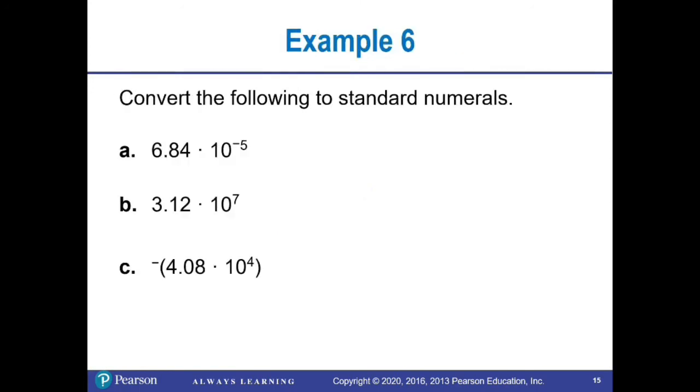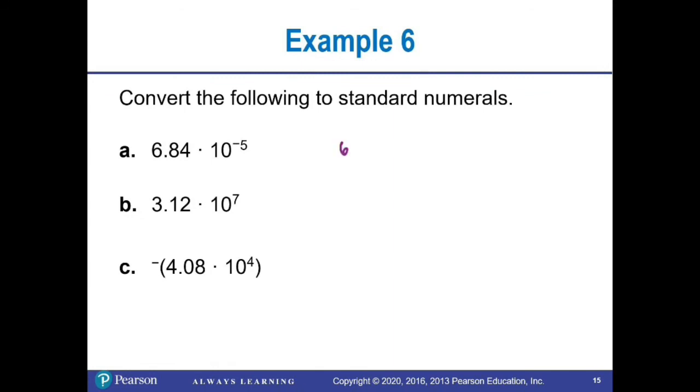Now let's suppose we have a number in scientific notation and we want to change it to a standard numeral. So if my power is negative, then I'm going to end up with a number between 0 and 1. In other words, I move my decimal place to the left. If my power is positive, I end up with a number greater than 1, and so I move my decimal place to the right. In part A, we have 6.84 times 10 to the -5th.